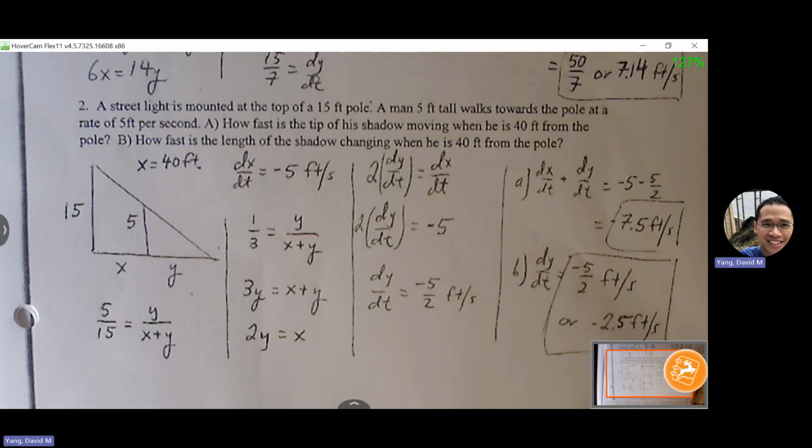Part A is switched around here. Part A is asking for the tip of the shadow, so we have to add the two rates together. dx/dt and dy/dt gives us negative 7.5. But then part B is just the length of the shadow changing. That's just dy/dt, which is negative 5/2.